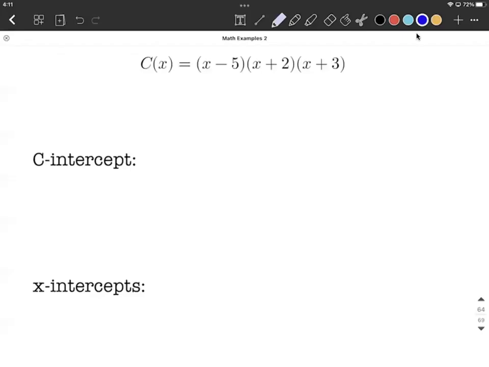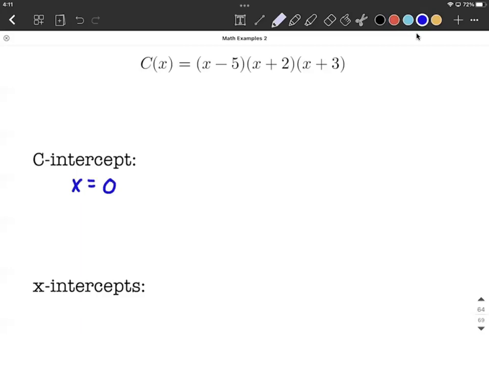Okay, we're given a polynomial function in factored form on this problem. What we want to find are what this problem is referring to as the c-intercept and x-intercepts. The c-intercept you could also think of as meaning the same thing as y-intercept. So for finding the c-intercept, we're going to use x values that are going to equal 0.